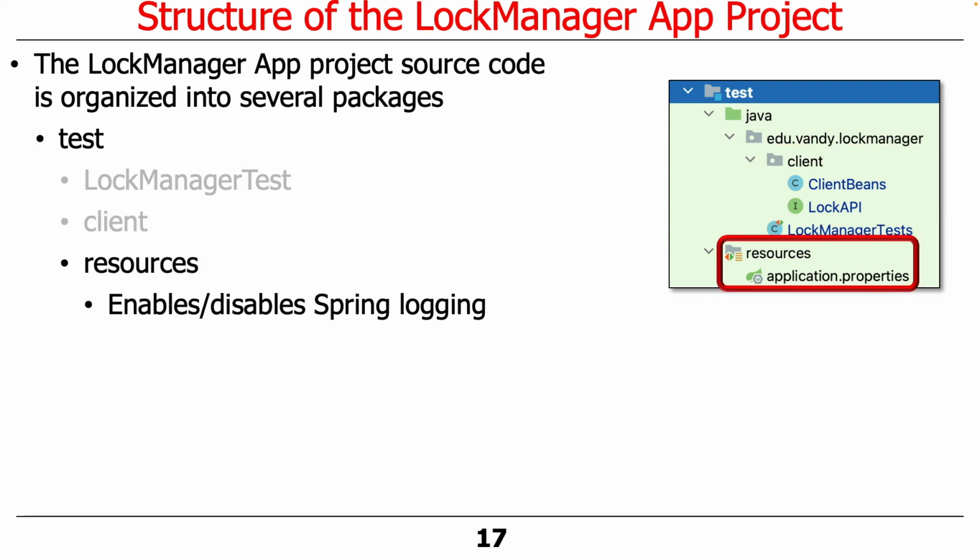We've got another resources file here that we can use to enable and disable Spring logging, which turns out to be very useful because it's very verbose when you run it with the default setting. But it can be very useful if you're trying to debug your program and it's not working. So you can turn it on and off in the application's property file, which is nice because you don't have to go in and muck with the code.